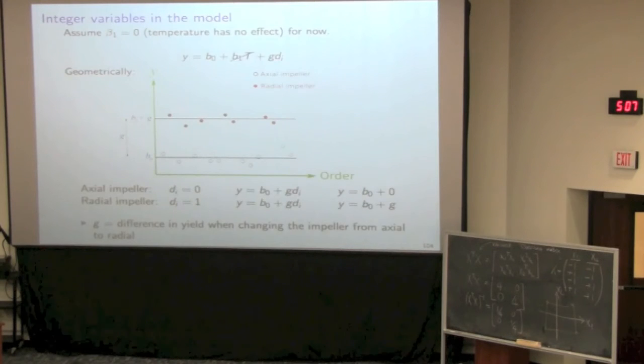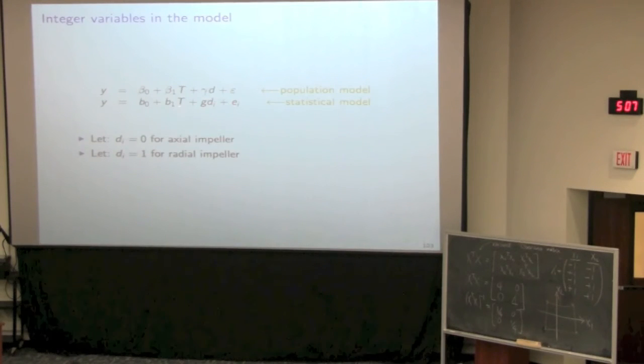So my point that I want to make is that when you look at this model, there's temperature, that's a continuous variable. It's got a slope of b1. Here's a second variable, d, representing an integer variable, the slope of g. Your interpretation of these two slope coefficients is identical. The fact that there's an integer variable makes no difference to you. The only time it makes a difference is if you want to visualize what you're dealing with.